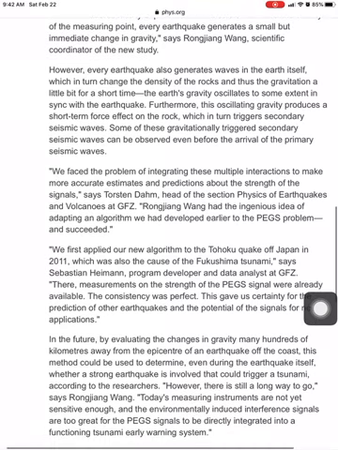Furthermore, this oscillating gravity produces a short-term force effect on the rock, which in turn triggers secondary seismic waves. Some of these gravitationally triggered secondary seismic waves can be observed even before the arrival of the primary seismic waves. So this is the P waves. The P waves are the primary waves. That's the first waves coming from an earthquake. The secondary seismic waves are those S waves that we talk about.